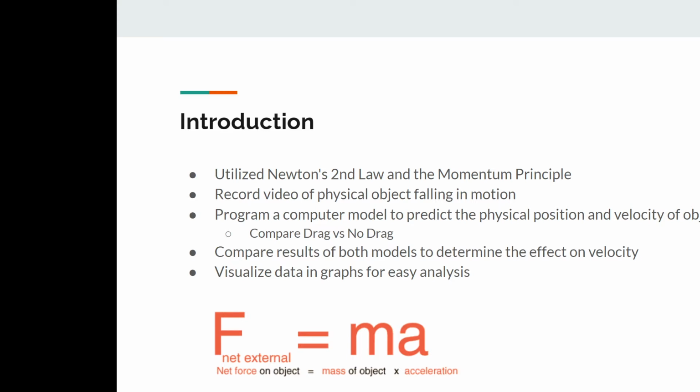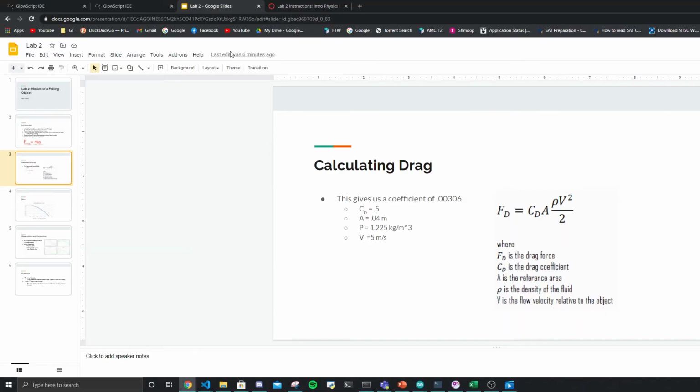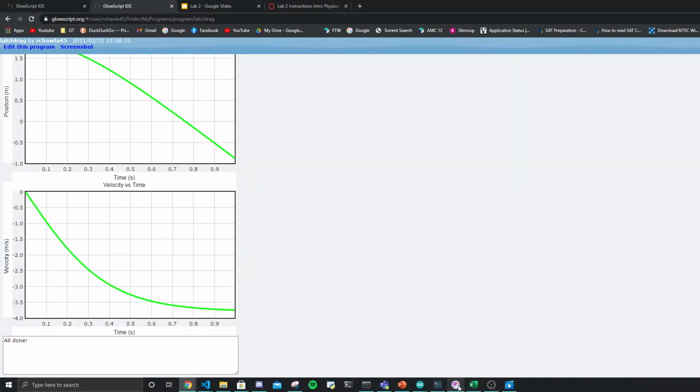Next, we had to record a video of a physical object falling in motion, so I chose a crumpled up paper ball. Then we programmed the computer model to predict the physical position and velocity of the object. Again, like I said earlier, we're comparing drag versus no drag, so those are two different scenarios for the same object. Then we compared both models to determine the effect on velocity, and we visualized the data in graphs for easy analysis. I'm going to go into my tracker data now.